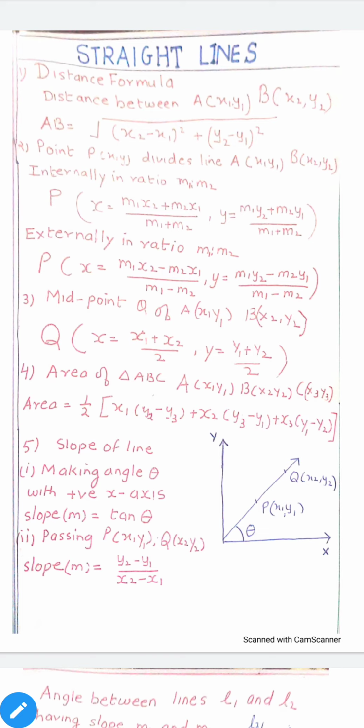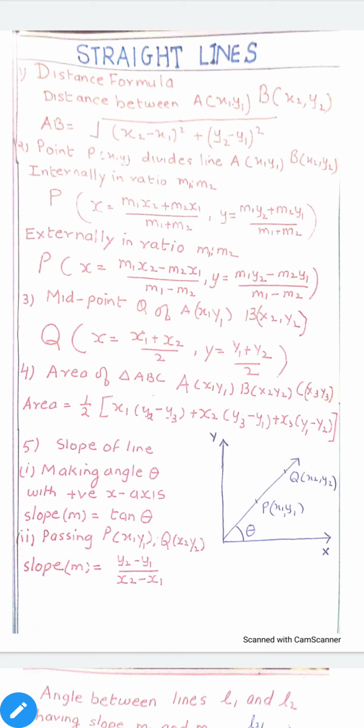Midpoint formula is (x1 plus x2) upon 2, (y1 plus y2) upon 2. Area of triangle is half times [x1 (y2 minus y3) plus x2 (y3 minus y1) plus x3 (y1 minus y2)].